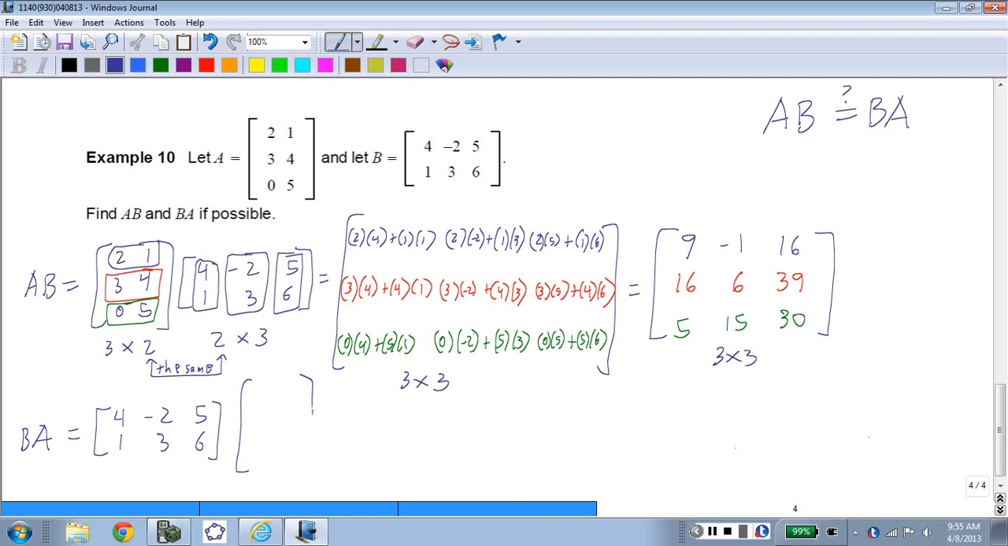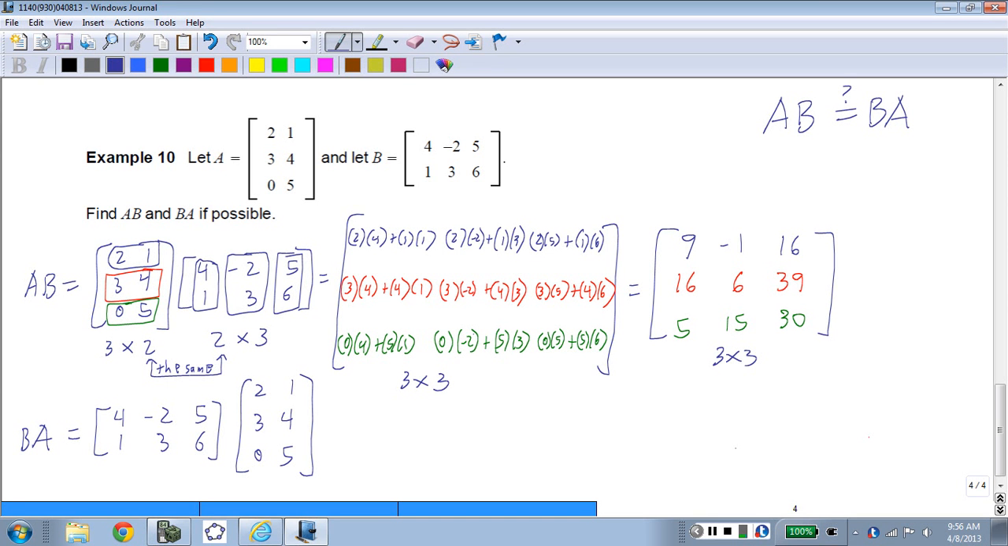Yes, the order is different. Now the matrix multiplication is well defined. That's not always the case. If I multiply 3 by 2 by 2 by 5 and then try to reverse it, it's a 2 by 5 by 3 by 2, and the 5 and the 3 aren't equal. So we couldn't even do the multiplication.